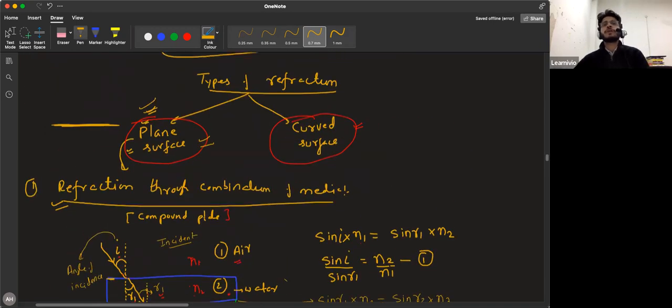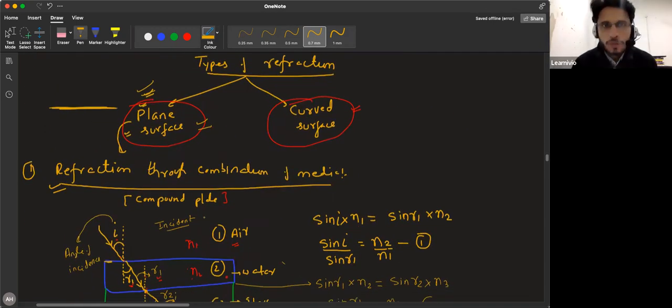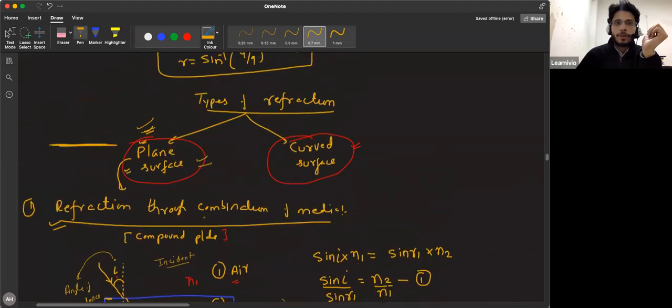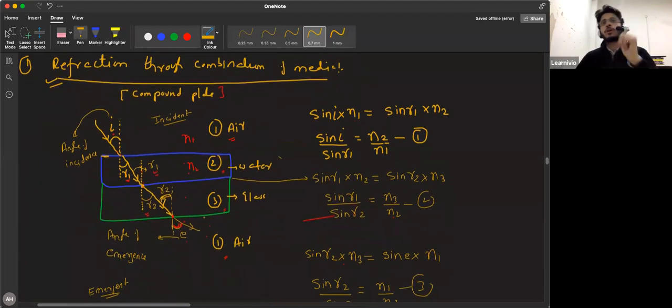After this, next we have types of refraction. So we can divide the topics of refraction into two categories. One is refraction through a plane surface, and another is refraction through a curved surface. Plane surface means the transparent surface is plane, so there's no curvature here. And the curved surface will include lenses and everything. So the first topic in plane surface is refraction through combination of media.